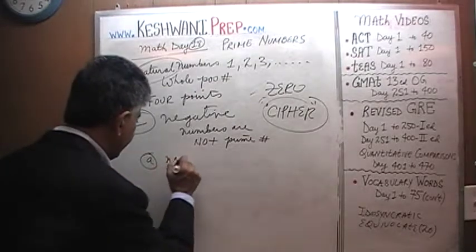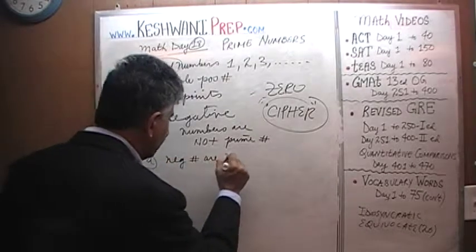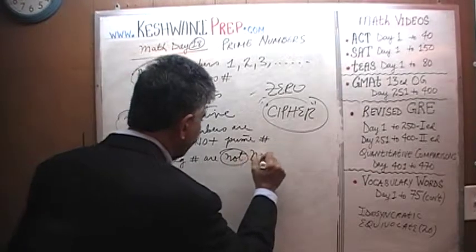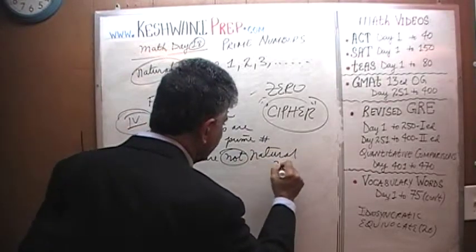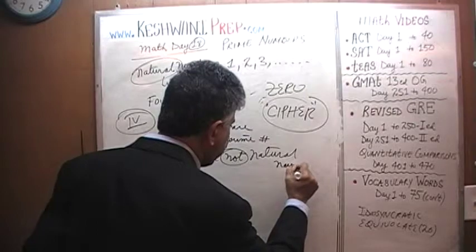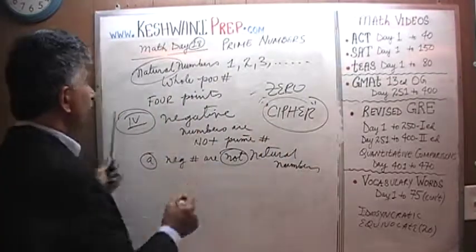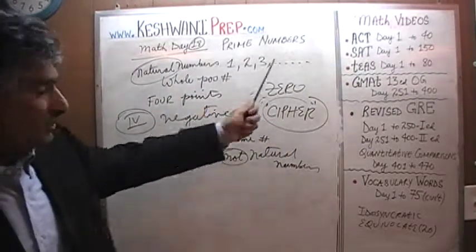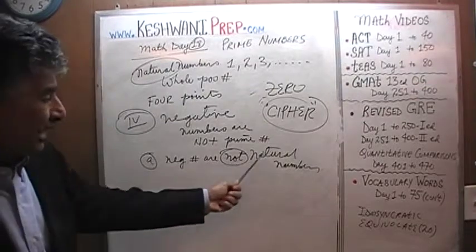Because negative numbers are not natural numbers. Prime numbers have to be part of the natural numbers. Prime numbers are a subset of natural numbers. Negative numbers are not natural numbers.